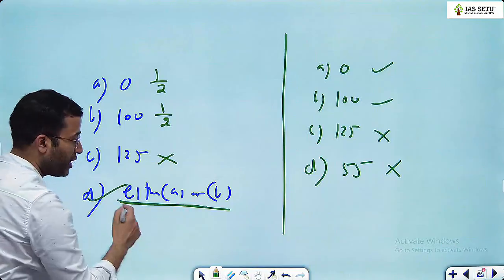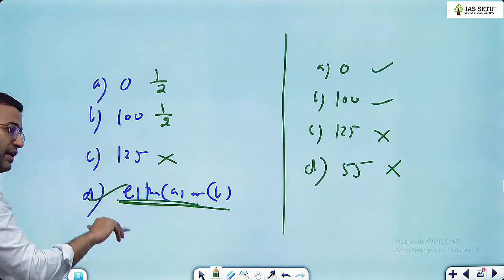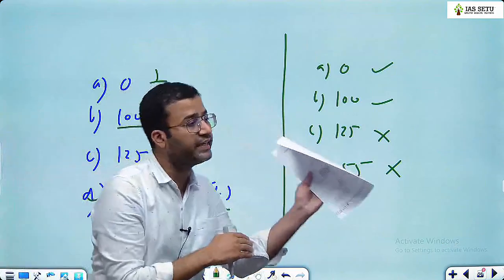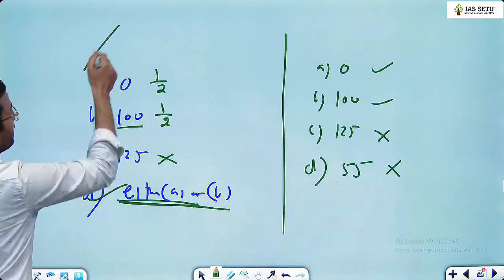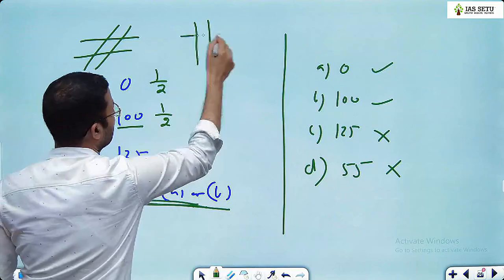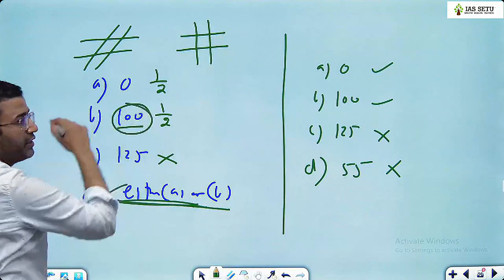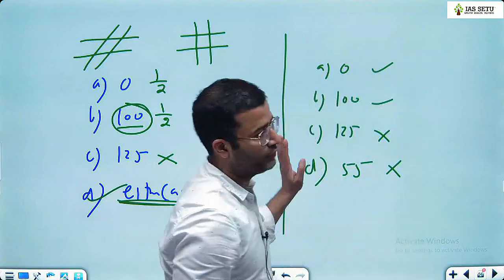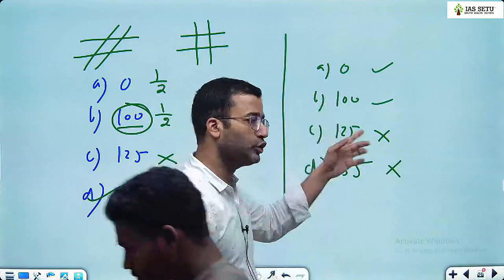Examiner ने क्वेश्चन बनाते हुए ध्यान दिया है कि there can be 0 rectangle or there can be 100 rectangles, depending on how these lines intersect. If the lines intersect like this, there will not be any rectangle. If the lines intersect like this, there will be 100 rectangles. In this case, you can mark any of these because 0 is also correct, 100 is also correct.